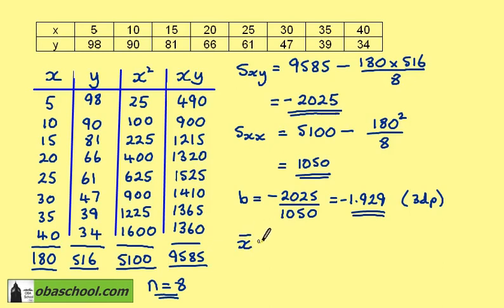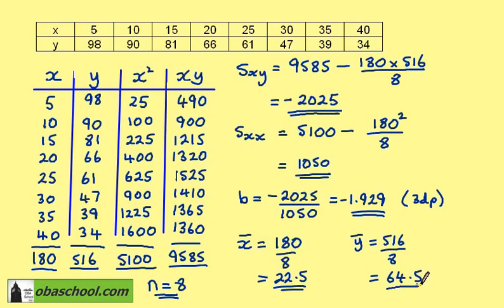To calculate a, we need the mean of x, which is the sum of the x column divided by the number of pieces of data. And we also need the mean of the y values, which is the sum of the y column divided by the number of pieces of data. This gives us 64.5.